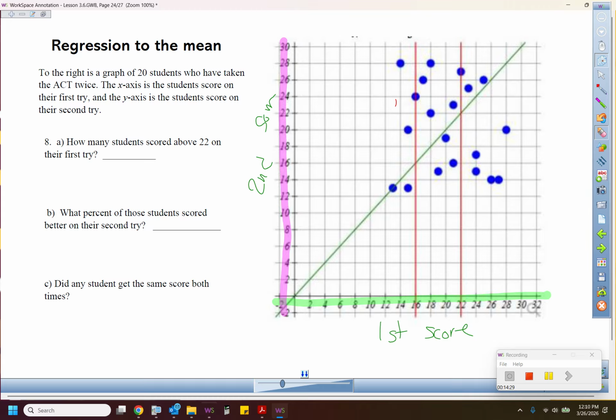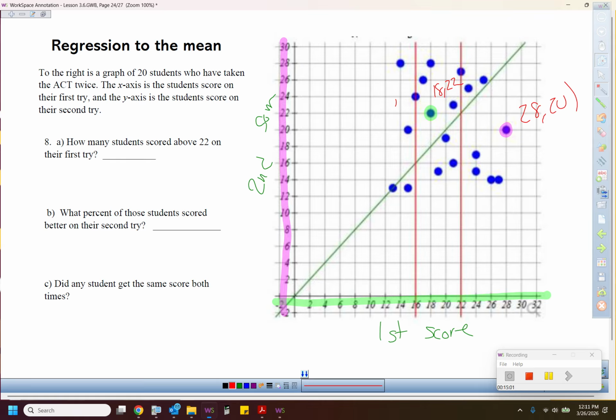What does this ordered pair mean right here? It is at 28, 20. What does the 28 mean? 28, which time? First time. What does the 20 mean? Second time. How did they do? Better or worse the second time? They did worse. Cool. What does this ordered pair mean right here? 18, 22. 18 the first time, 22 the second. How did they do? Better or worse?